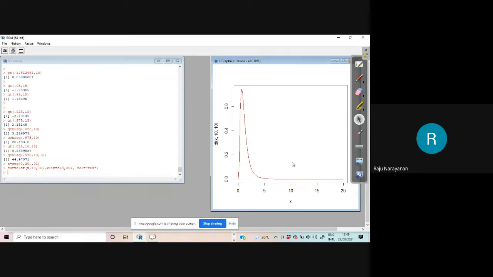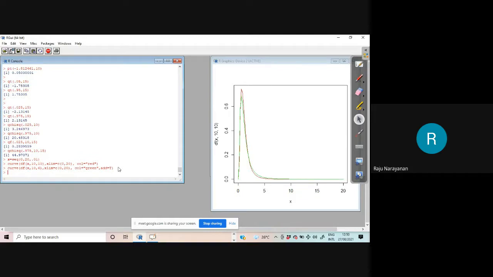You can see it is not like normal, no? It is a positively skewed distribution. Okay, now you add a curve with degrees of freedom 10 and 6. You have to change the color, then only you can understand the difference. And you have to add it. Therefore, you have to request, then only the request will be accepted.